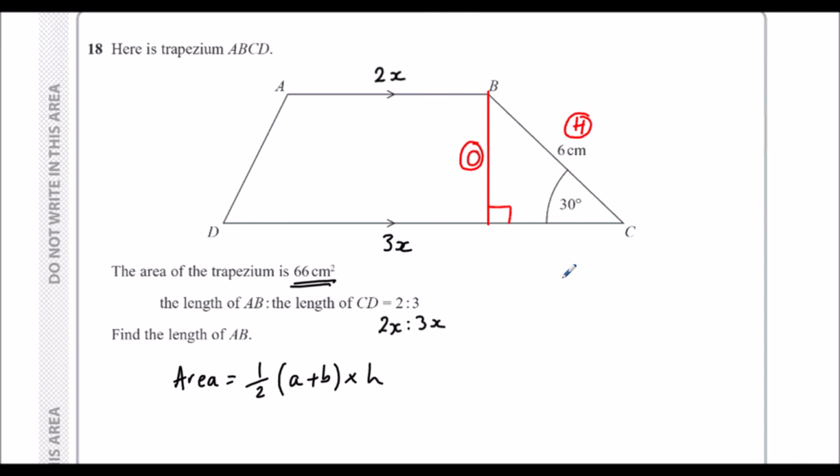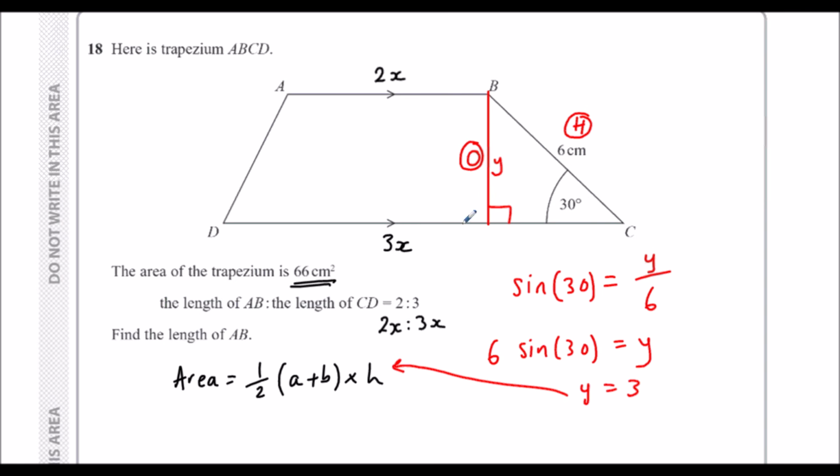So it's going to be sine. Sine with the angle 30, sine 30 is O over H. I'm going to call it Y for now. So Y over H, which is 6. So Y is 6 times sine 30. Sine 30 is a half. So 6 halves are 3. So Y is 3. Our perpendicular height is 3.